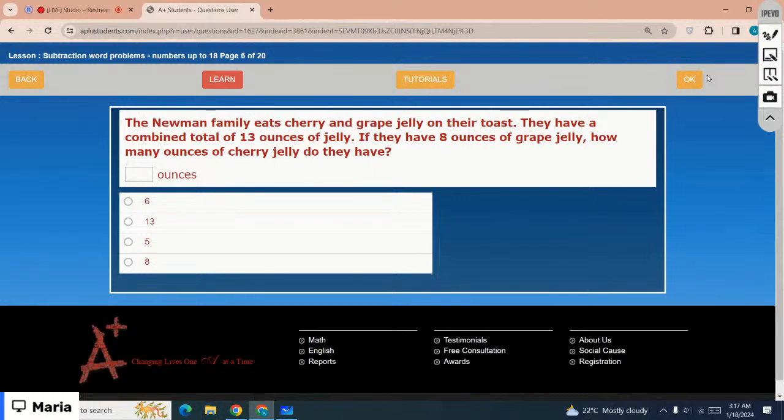The Newman family eats cherry and grape jelly on their toast. They have a combined total of 13 ounces of jelly. If they have 8 ounces of grape jelly, how many ounces of cherry jelly do they have? So, which is the correct option?